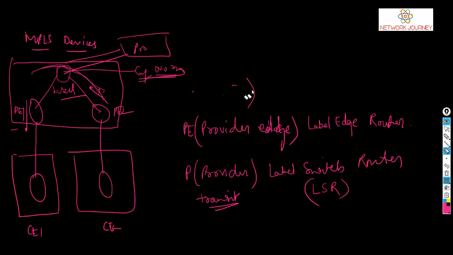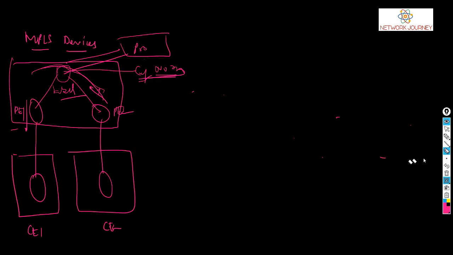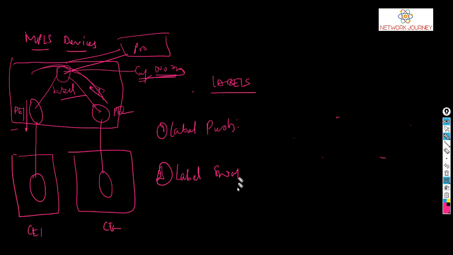Now let's talk about the label point of view. I told you sometimes the labels are added, the labels are removed, labels are swapped, right? So we have three terminology here with respect to the labels. The first one we call as label push. Okay. The second one over here we call it as label swap. And the third one we call it as label pop. Okay, now what is label push? Label push is that first router who is gonna add the label.